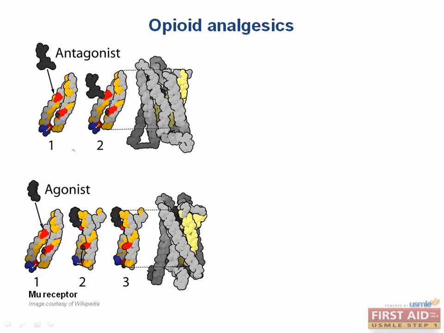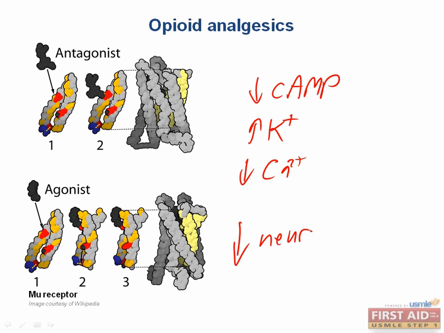All three opioid receptors are G protein coupled receptors. When activated, they decrease cyclic AMP, increase potassium conductance, and decrease calcium conductance. The net effect of the changes in potassium and calcium conductance is to decrease the neuronal transmission of pain.